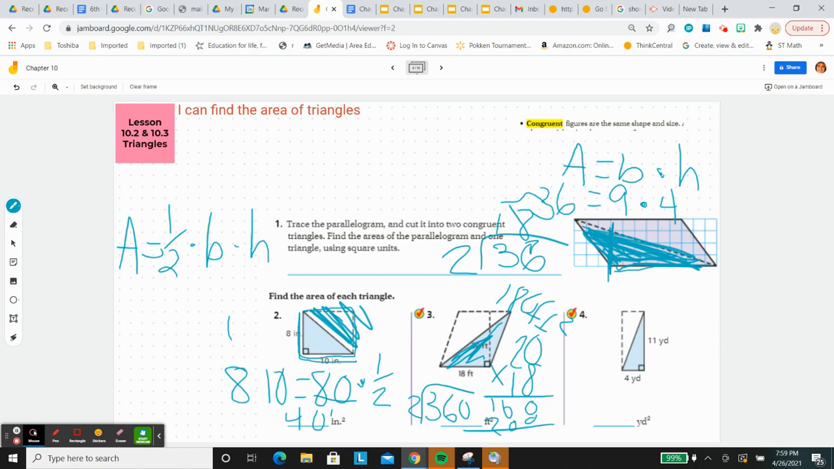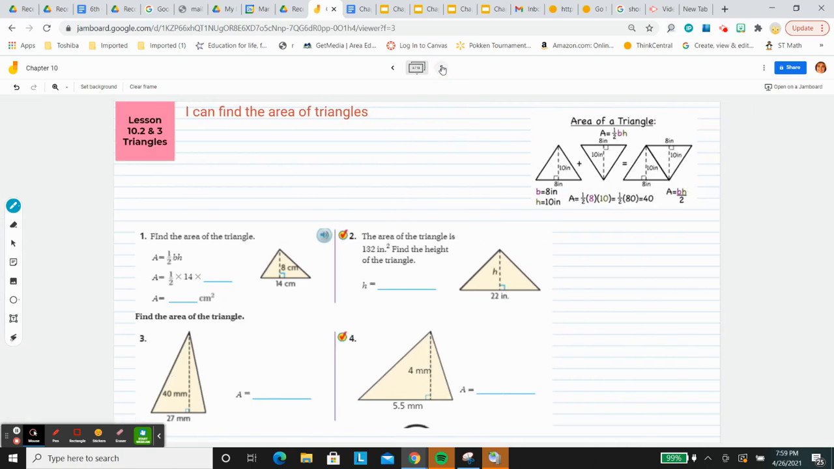So what I'm going to do on this next page is I'm going to use the algorithm. This is an algorithm, which tells me the how-to. It's a formula or a set rule. Everything in geometry is a set rule. Every shape has its own formula.